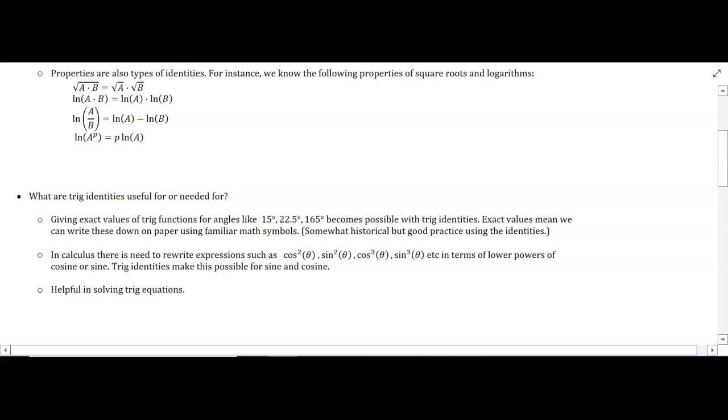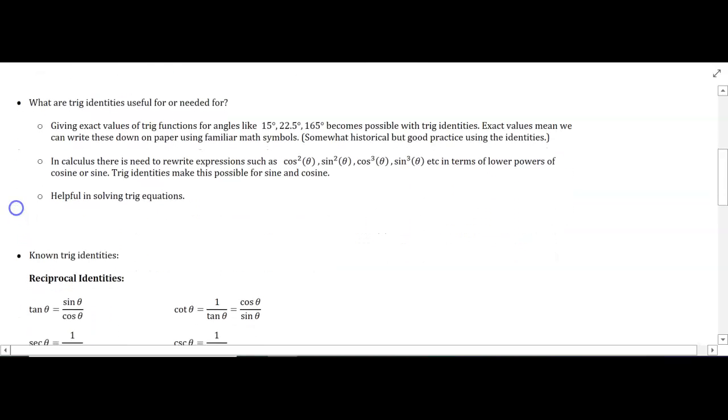Further, if you go on to calculus, this happens a lot in calculus 2, for integrating powers of trig functions, there's need to rewrite expressions like cosine squared or sine squared or cosine to the third or sine to the third power in terms of lower powers of cosine or sine. That is possible with trig identities. So there are some uses for them in various math classes and contexts.